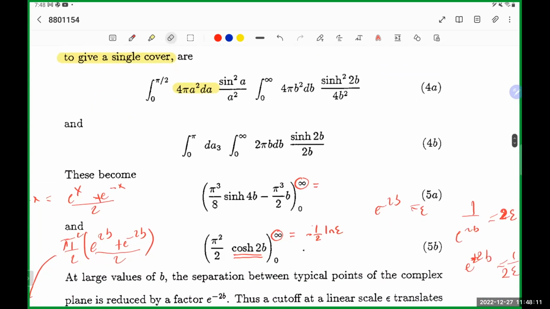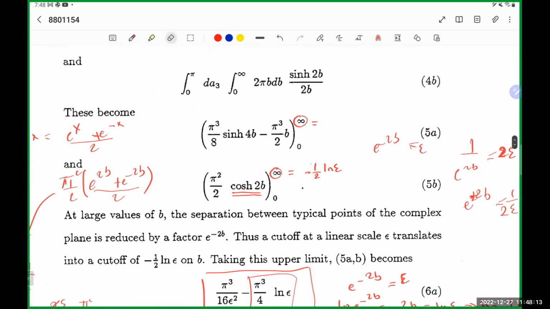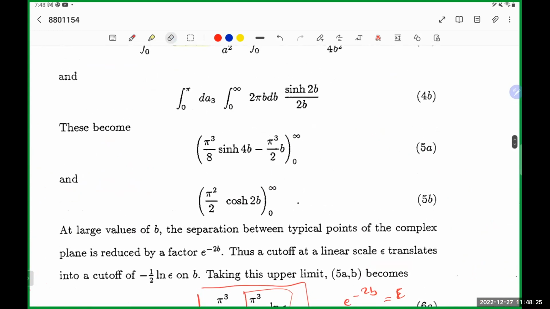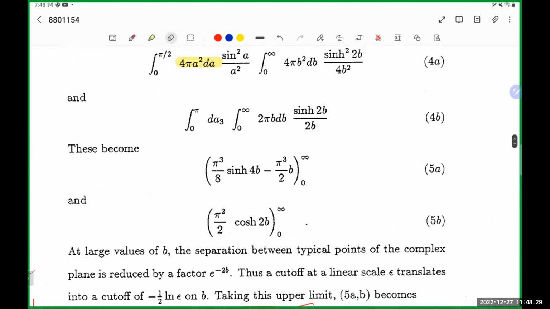what you end up getting is basically this. So what do you get? You get this. Notice, right, no cutoff has been imposed yet.